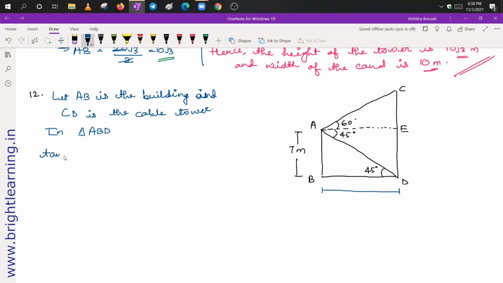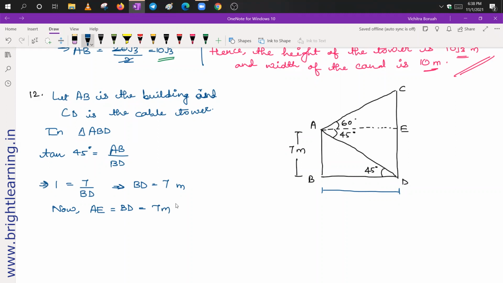tan 45 degrees is equal to AB, the perpendicular, upon the base BD. Now tan 45 degrees we know is equal to 1. So 1 is equal to AB, which is 7, upon BD. So from here we get the value of BD, that is 7. BD is 7 meters. So if BD is 7 meters, it means AE is also 7 meters.